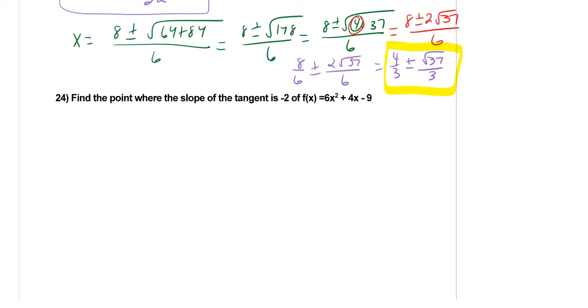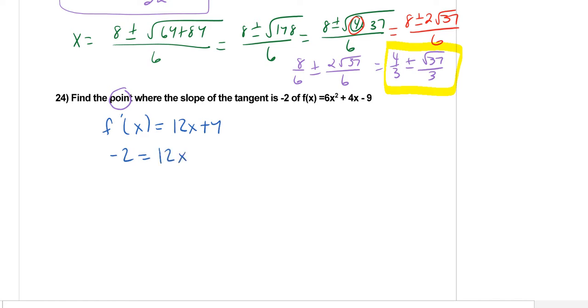24 says find the point, which means the x and the y, where the slope of the tangent line is -2. Find the derivative. So 12x plus 4. Plug in the -2, which is what we want to find when it is equal to that. So I'm going to subtract 4, which gives me a -6. Be careful. I'm dividing by 12. So that gives me a -1/2 for my x value. That's part of the answer.